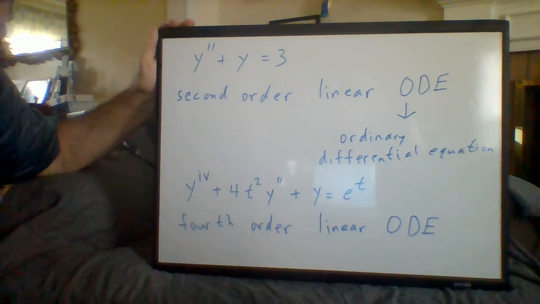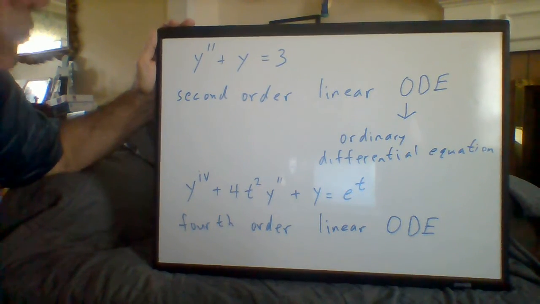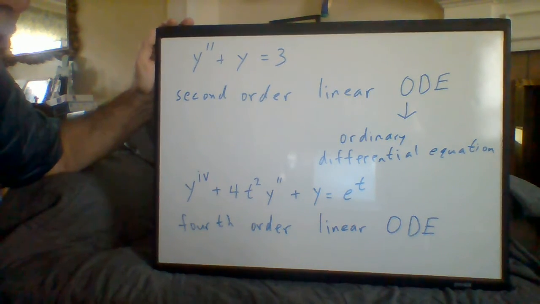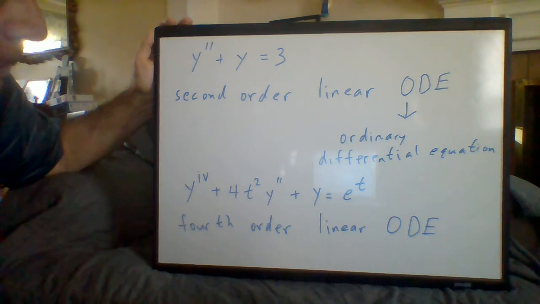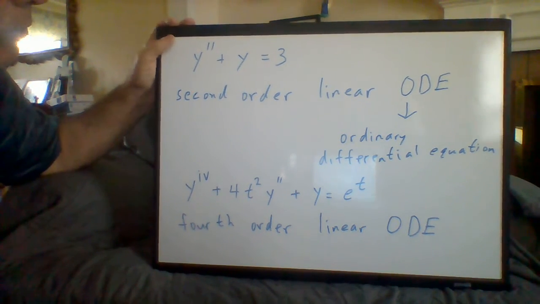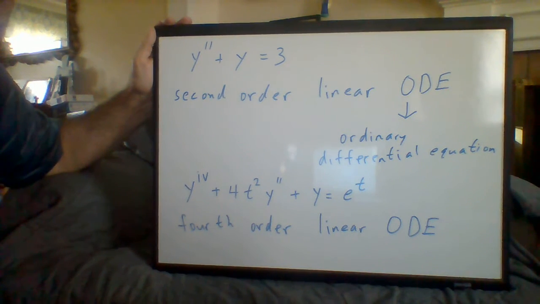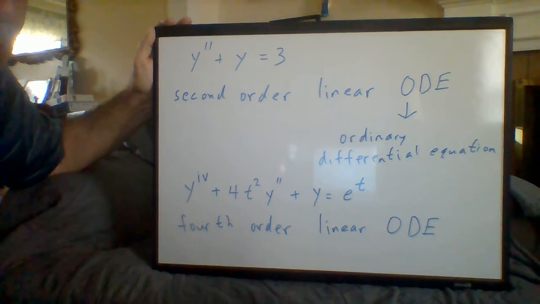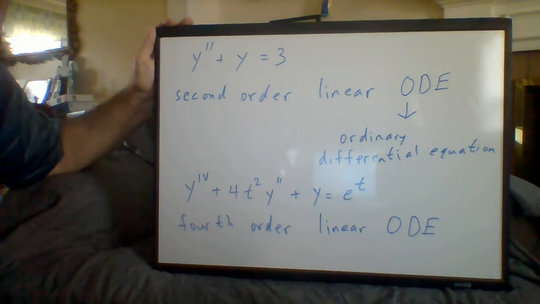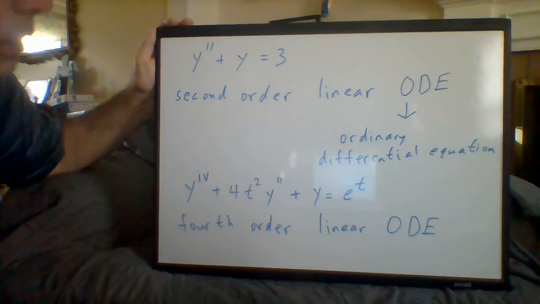So that example that we just looked at, y double prime plus y equals 3, would be a second order linear ODE. ODE stands for ordinary differential equation, and that's an abbreviation that you'll see in the book. And so second order: the highest derivative that you see in the equation is the order of the differential equation, much like the highest power that you see in a polynomial refers to the degree of the polynomial. It's the same idea here, but now it's the highest derivative that you see that is the order of the differential equation.